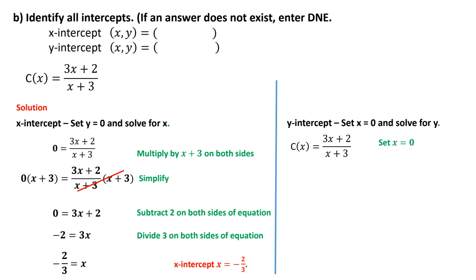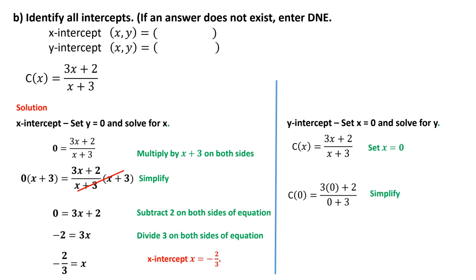Now let's go ahead and solve for our y-intercept. To find our y-intercept, we're going to set x equal to 0. So everywhere I see x, I'm going to plug in 0. And then I'm simplifying. 3 times 0 is 0. 0 plus 2 would be 2. And 0 plus 3 is 3. So I have a y-intercept here at, there's a little mistake here. There should be y here. Okay, that's supposed to be y. So our y-intercept is y = 2/3.